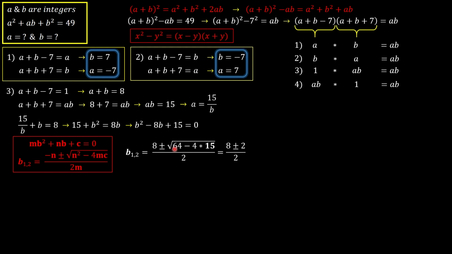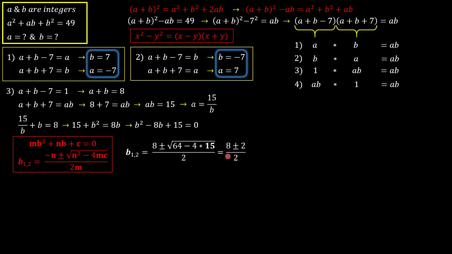Inside of the square root we have 64 minus 4 multiplied by 15, and everything divided by 2. Minus 4 multiplied by 15 will be 60. 64 minus 60 will be 4. The square root of 4 will be 2. So here we have 2. As you can see here, we have two solutions, plus and minus.